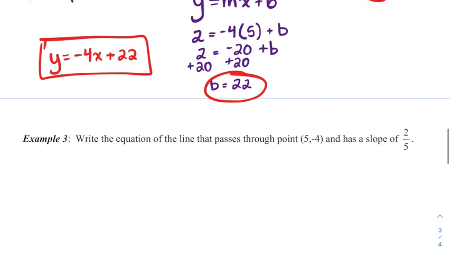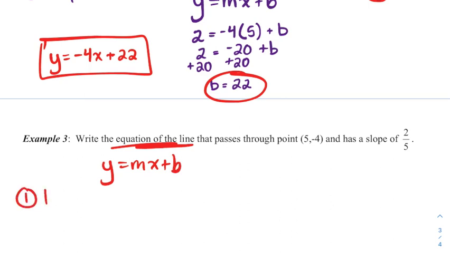Example 3 is actually even easier because, well, let's see why. We want to write an equation of a line. So if we want to write an equation of a line, that's y equals mx plus b. And in order to write an equation of a line, we need 2 things. We need a point and we need a slope. And in this case, they give us a point, check, and they actually give us the slope, check. So we don't have to find the slope here. It's just a matter of substituting in.